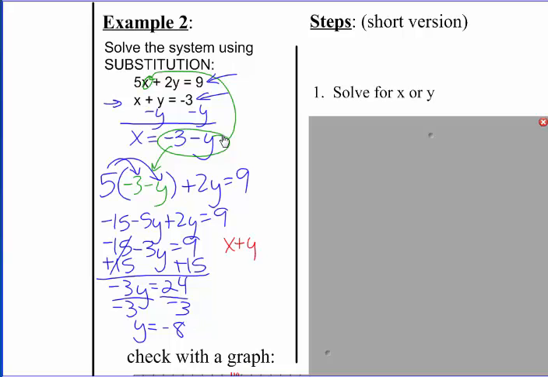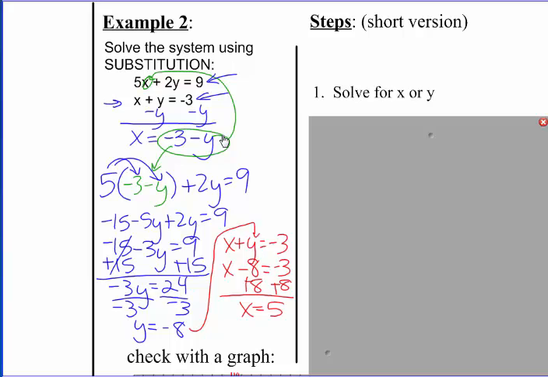So x plus y equals -3. Plug the y into the y spot. So x, this time it's a -8 equals -3. Add 8 to both sides. You get x is equal to 5.